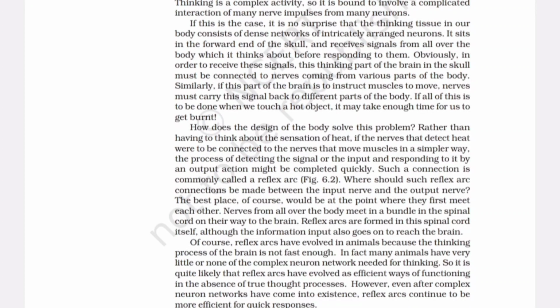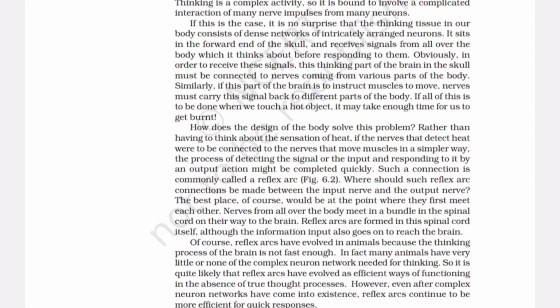Rather than having to think about the sensation of heat, if the nerves that detect heat were to be connected to the nerves that move muscles in a simpler way, the process of detecting the signal or the input and responding to it by an output action might be completed quickly. Such a connection is commonly called a reflex arc, figure 6.2. Where should such reflex arc connections be made between the input nerve and the output nerve? The best place, of course, would be at the point where they first meet each other.